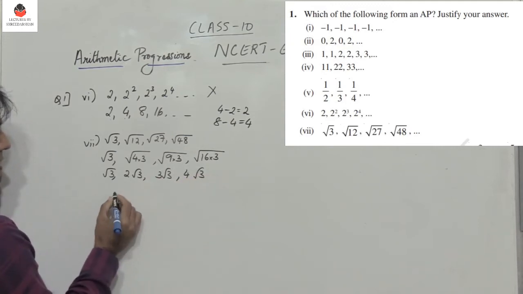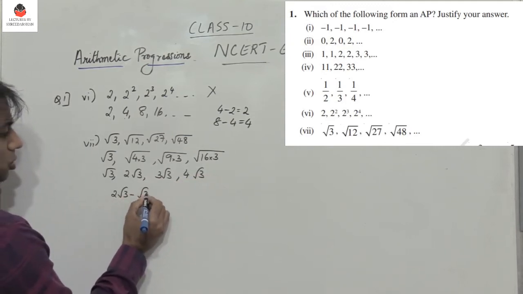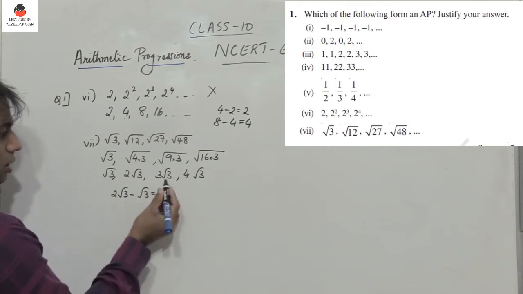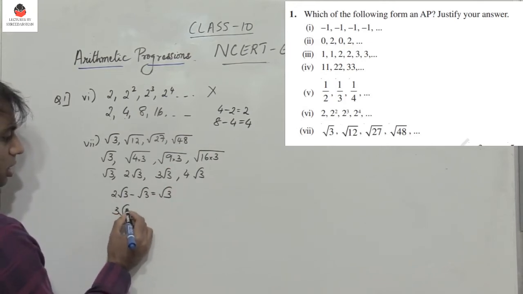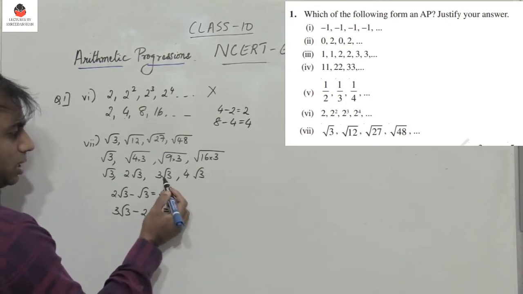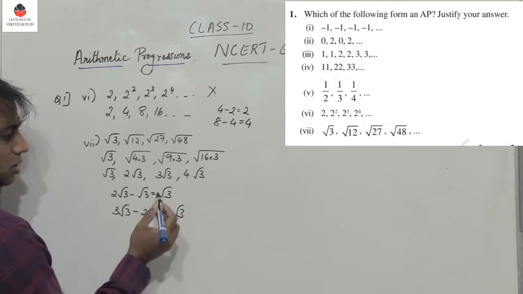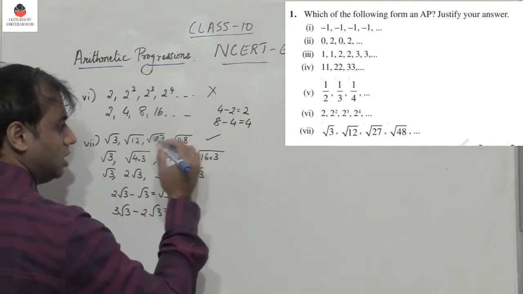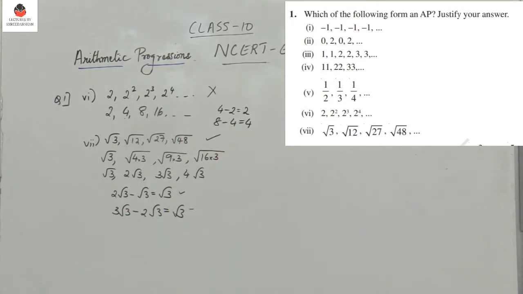Second term minus first term, 2 root 3 minus root 3 equals root 3. Third term minus second term, 3 root 3 minus 2 root 3, is again root 3. The fourth term minus the third term also gives me root 3. So you have the same common difference, so this is an arithmetic progression.